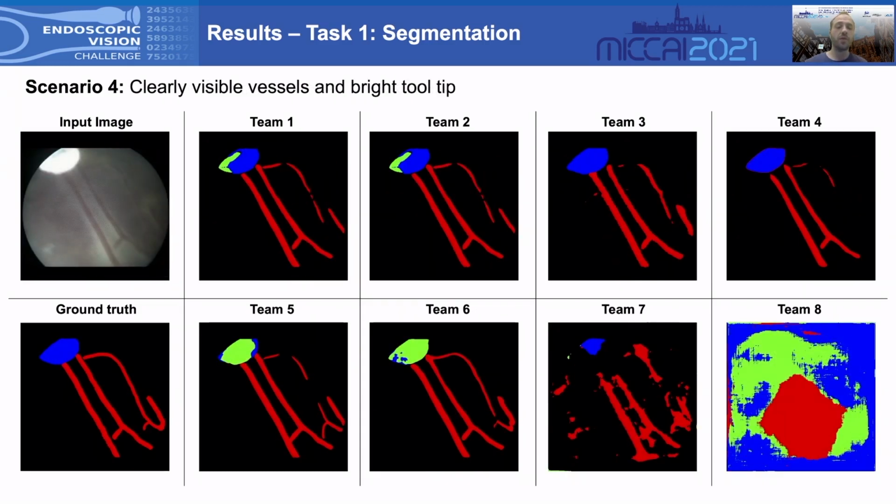In this frame from video 4, most of the teams segmented correctly the most visible vessel. The less visible one, highlighted, due to the low contrast and the low illumination, was fully segmented only by Team 6, and partially by the others. In this frame, it's also interesting to notice how the strong reflection on the tooltip led some of the teams to classify it as a fetal part.